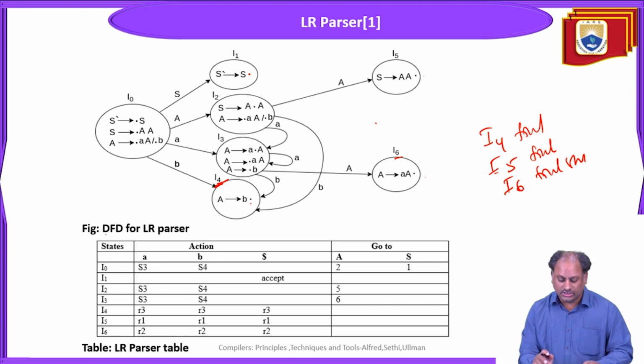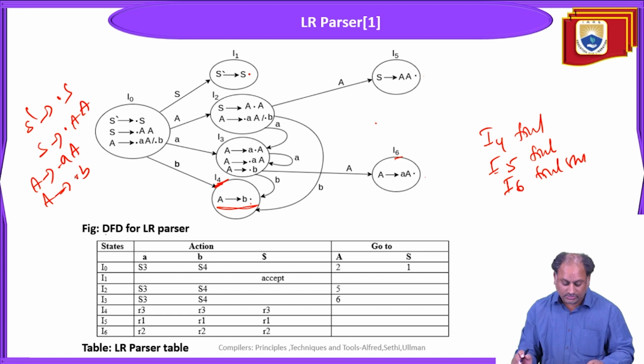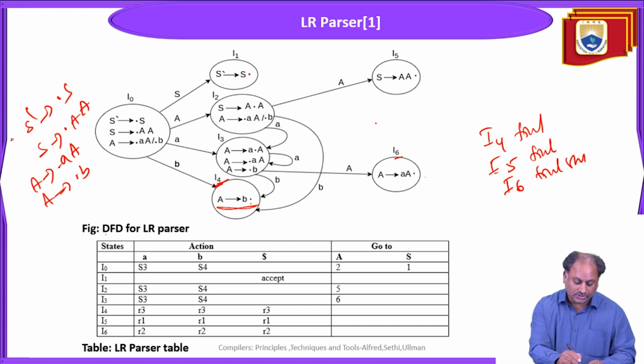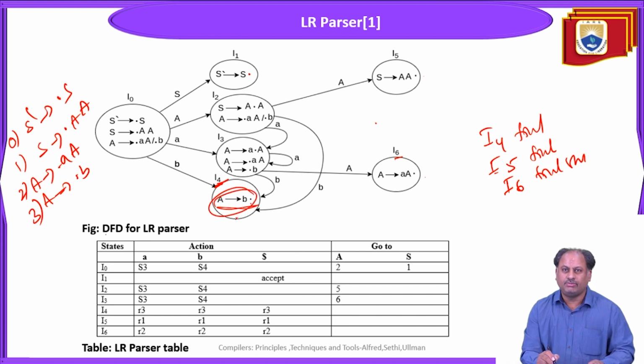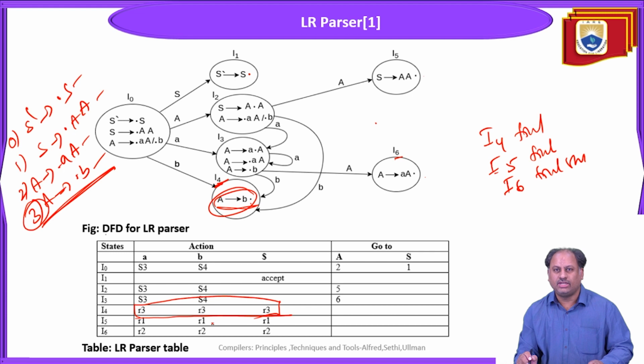Whenever final states are considered, what is the production to be written? S' derives dot S, and S derives dot AA, and A derives dot aA, and A derives dot b. For these productions, we have to note down the numbers, that is 0, 1, 2, and 3. So what is the final state here? It reaches A derives b dot. A derives b dot is in which rule? That means here the third rule, A derives b dot. So you have to write R3 in the row corresponding to the state I4.